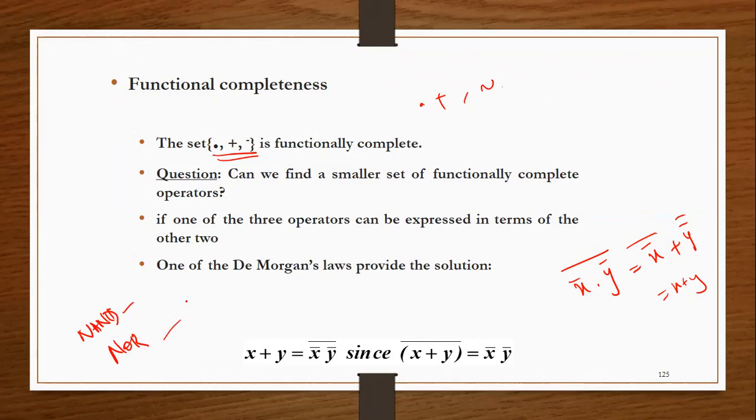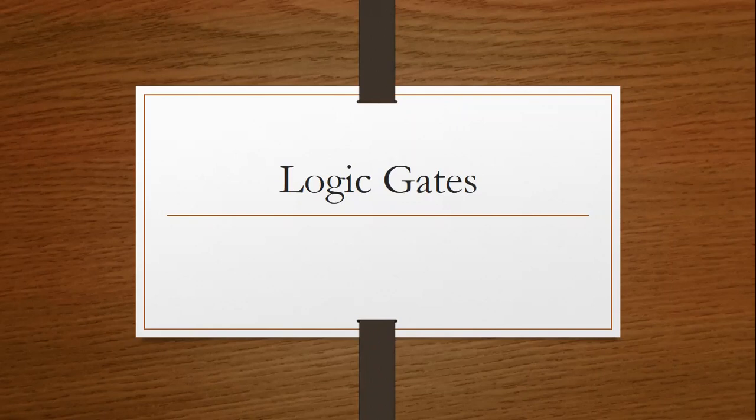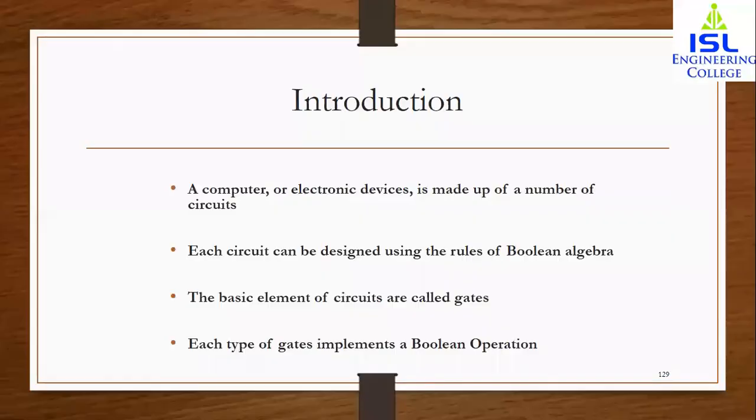You can check the same in your digital electronics, but for now you don't need these operators. Now the final topic of your syllabus is logic gates. Boolean algebra is used to model the circuitry of electronic devices. Each input and each output of such a device can be thought of as a member of the set {0, 1}. A computer or other electronic device is made up of a number of circuits. Each circuit can be designed by using the rules of Boolean algebra that we have studied.